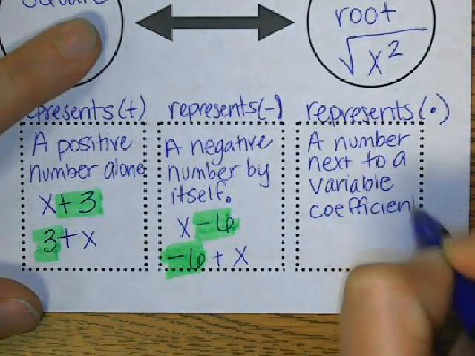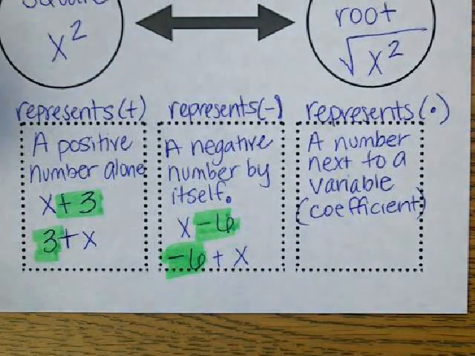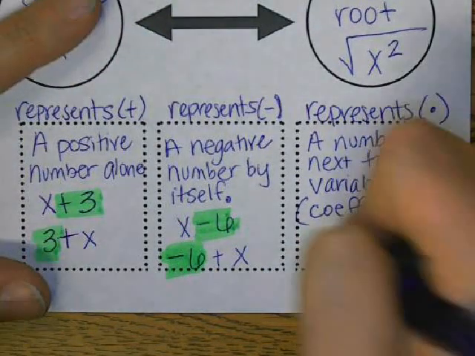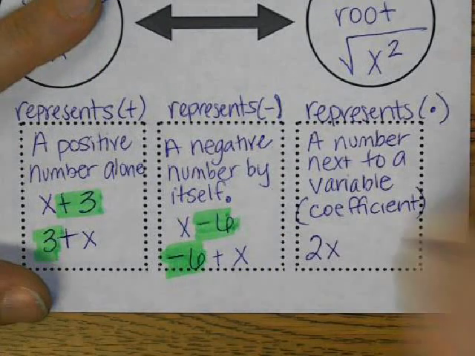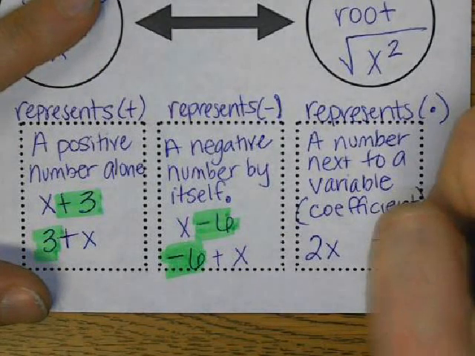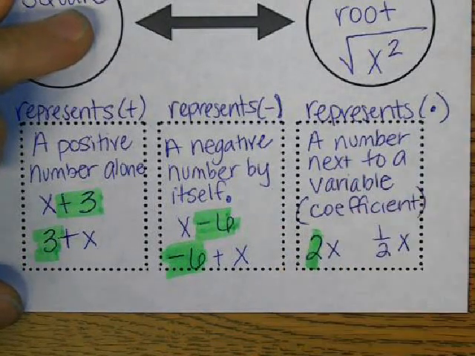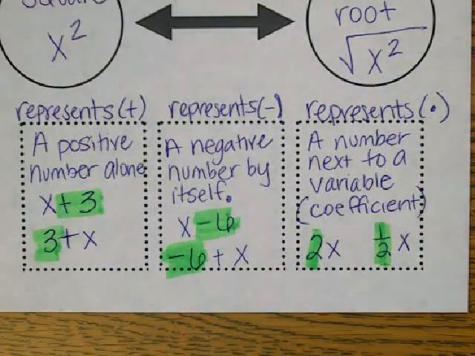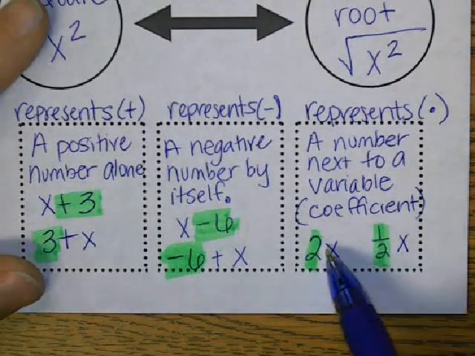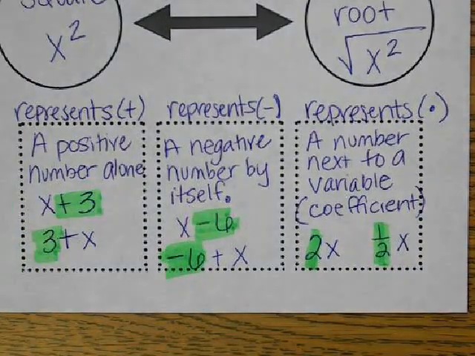Coefficient, that we learned last unit, I mean? Coefficient. So like we might have 2x, or we could even have a fraction next to x, and that would still represent that multiplication. 2 times x, half times x. Okay? Even though there's not a dot in between them, it still means multiplication. So what we're going to do now is solve some equations using inverse operations.